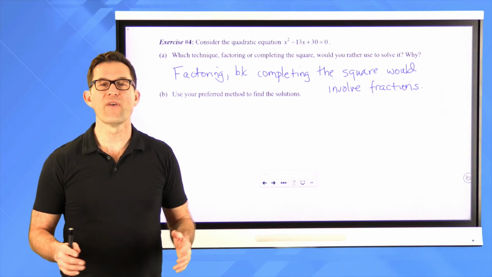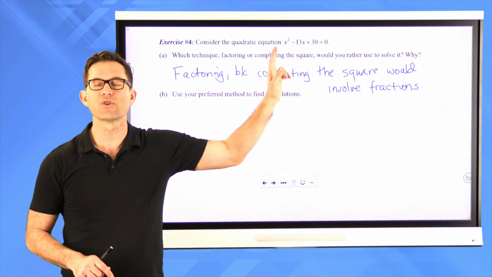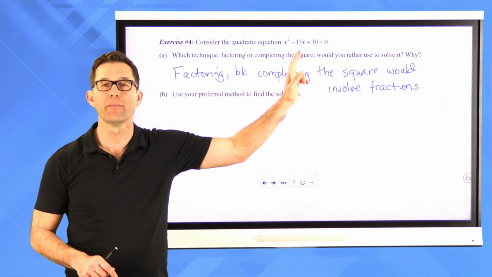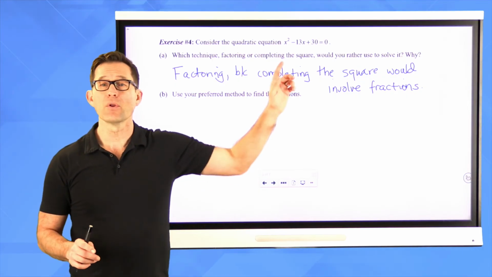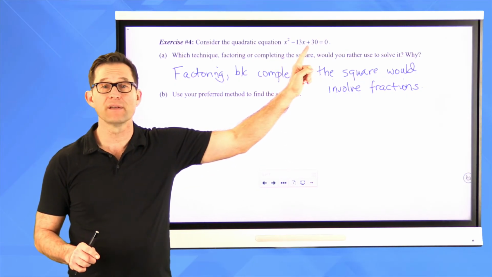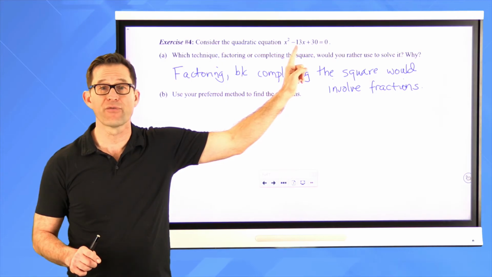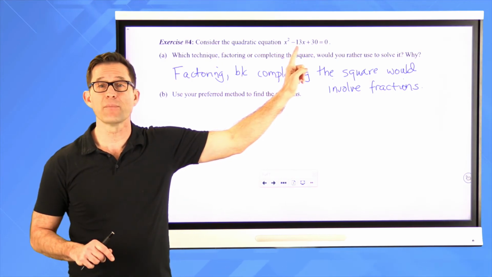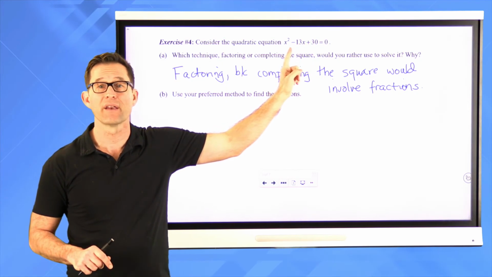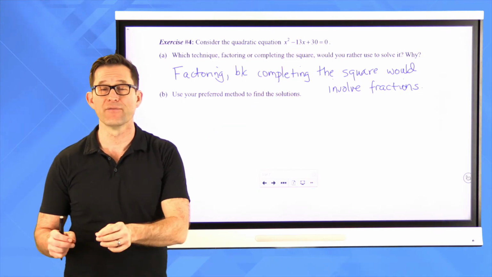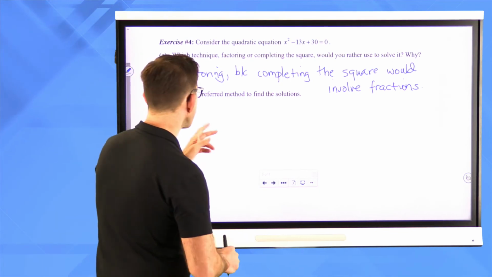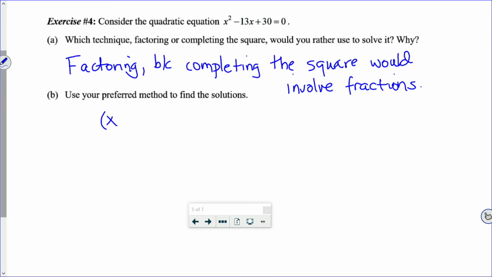All right, well, I think factoring really works well here because this is a relatively easy trinomial to factor. I always have to say relatively easy because you never know, right? I'm looking for two numbers whose product is positive 30 and whose sum is negative 13. Both those numbers have to be negative in order to have a positive product and a negative sum, and those two numbers happen to be negative 3 and negative 10, right? So I can factor that expression as just x minus 3 times x minus 10 is equal to 0.